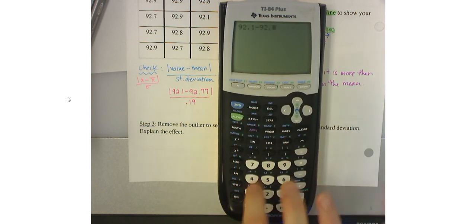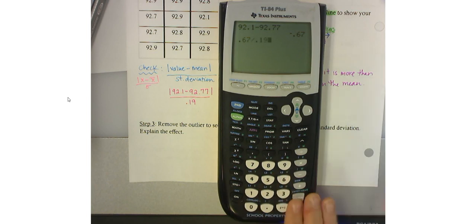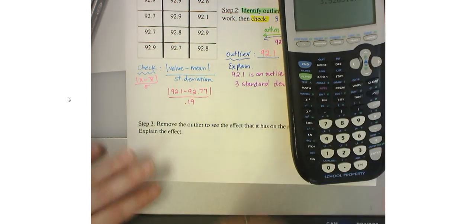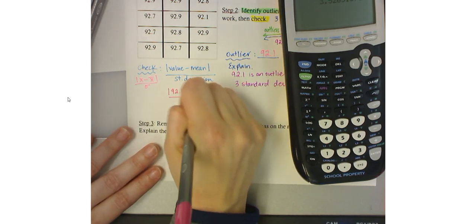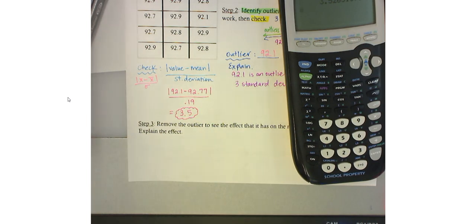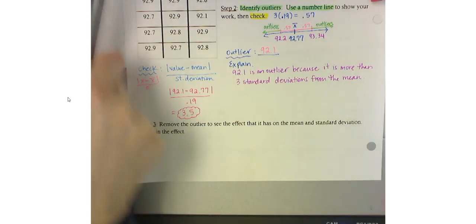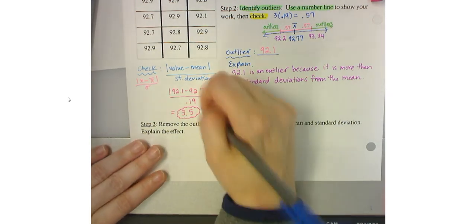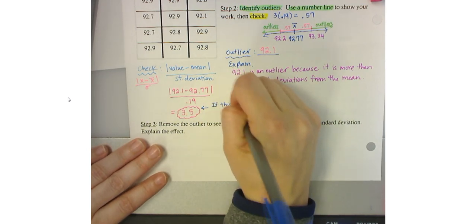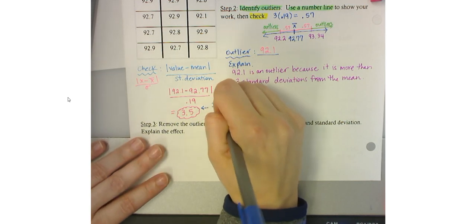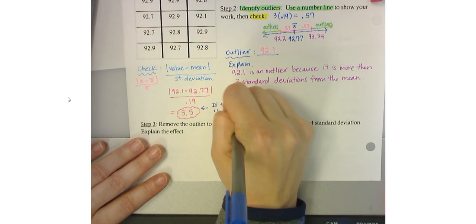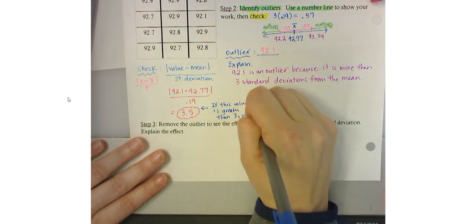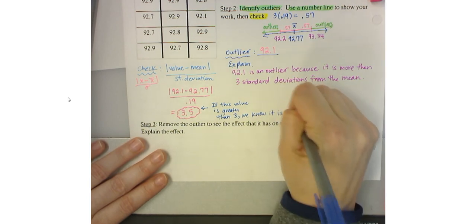Why is 3 the magic number? Because it should be more than 3 standard deviations from the mean. Okay, so if this value is greater than 3, we know it is more than 3 times the standard deviation. Okay, so whatever you get here, this value should be greater than 3. Okay, so that's how you want to check it.